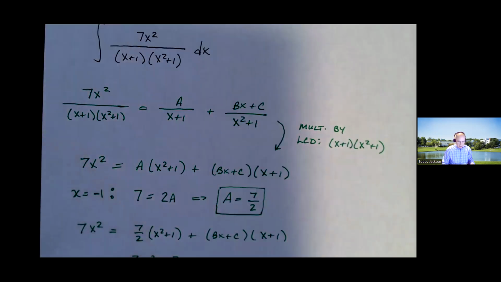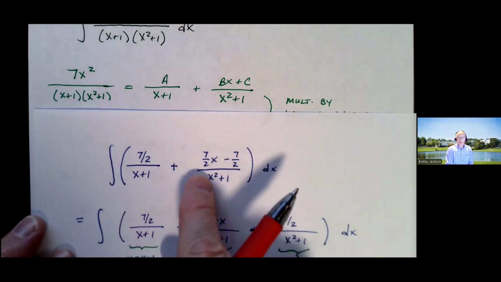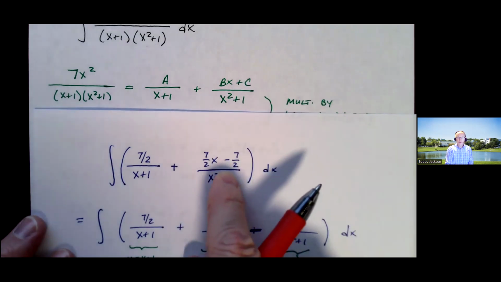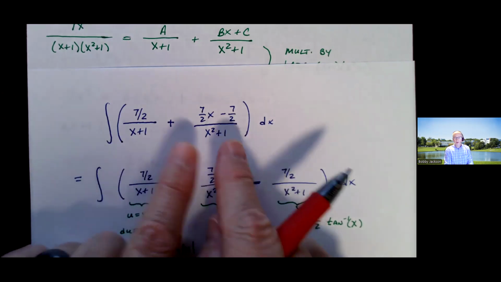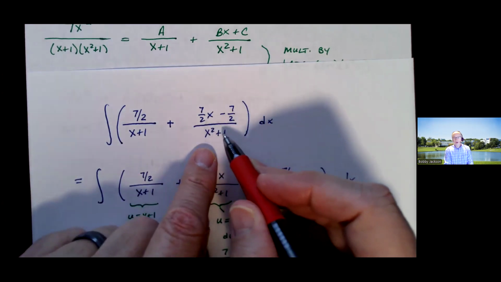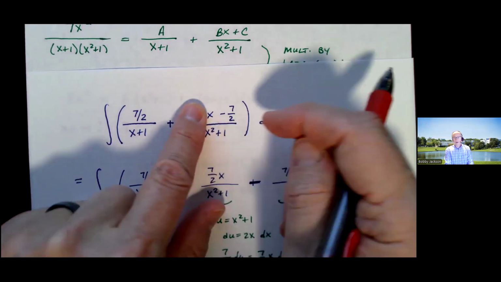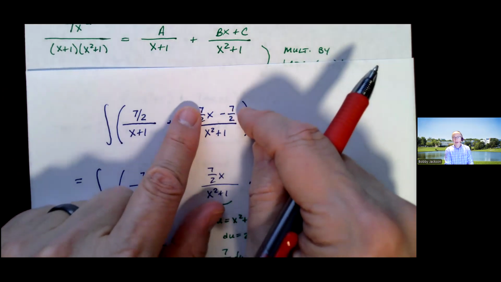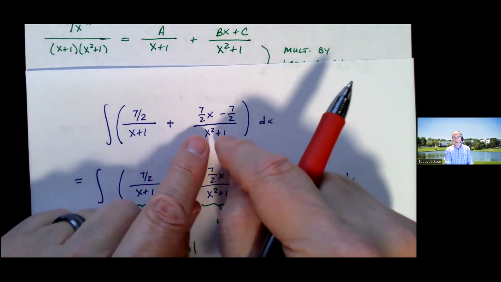So let's do the calculus now, replacing A with 7 halves, B with 7 halves, and C with negative 7 halves. So plus a negative becomes minus 7 halves. We get this. Now, this one we can do pretty easily, but what about this one? Well, notice if I let u be x squared plus 1, du is 2x dx, and I can basically factor out 7 halves, but I'll have an x minus 1 up top. That's not going to work, okay? So what are we going to do here?